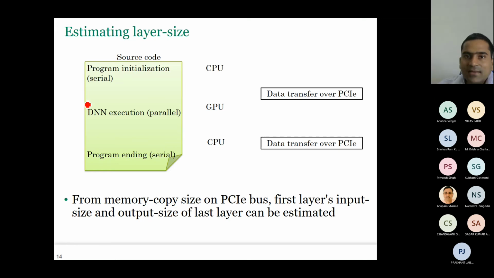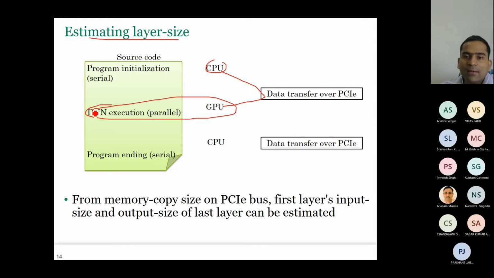Okay. Now, estimating layer size. Suppose initially our code runs on the CPU, then we do the data transfer over PCI to the GPU. Then the GPU does the DNN execution in parallel. Then we do data transfer over PCI and finally transfer the data to the CPU, and then the program ends there.